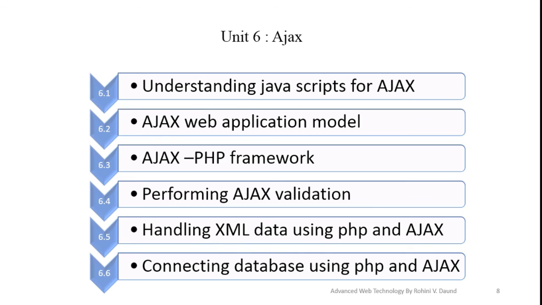Next topic is AJAX Web Application Model. AJAX Web Application Model introduces an AJAX engine which acts as an intermediary between the user and the server. Point 3. AJAX PHP Framework. The goal of the framework is to provide the AJAX engine and associated server and client-side function. Point 4. Performing AJAX validation. AJAX programming also provide facility of validation by using the JavaScript in AJAX.